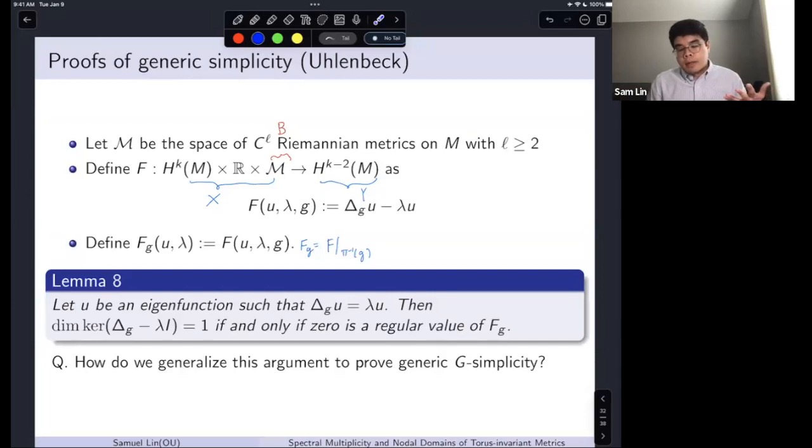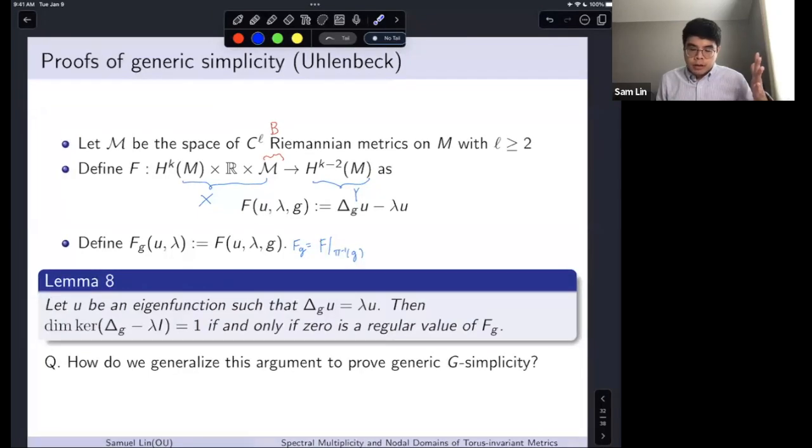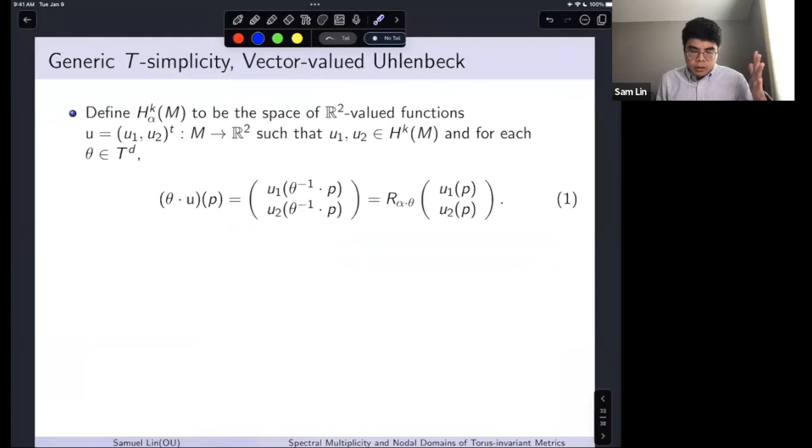Now, the natural question is, how do we generalize this argument to prove generic G-simplicity? After all, this lemma is about showing something is one-dimensional. But what we want is to show that something has dimension 2 for torus representations. For other representations, we even want to show that something has dimension v. So how do we modify this approach to prove generic G-simplicity? What we're going to do is define an operator on vector-valued functions.